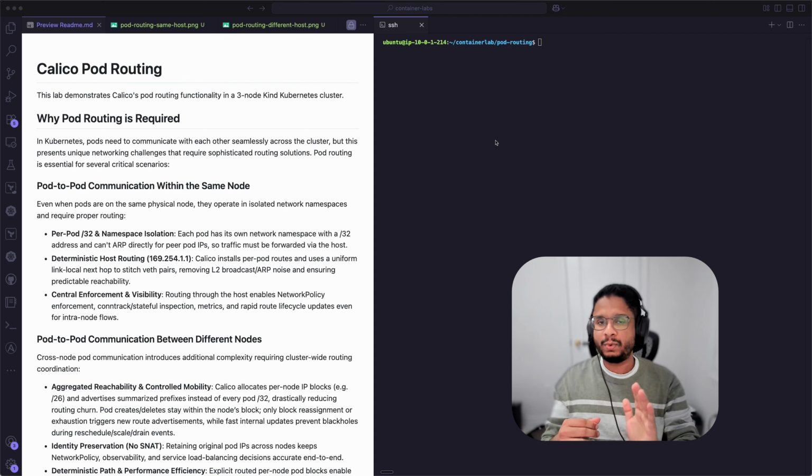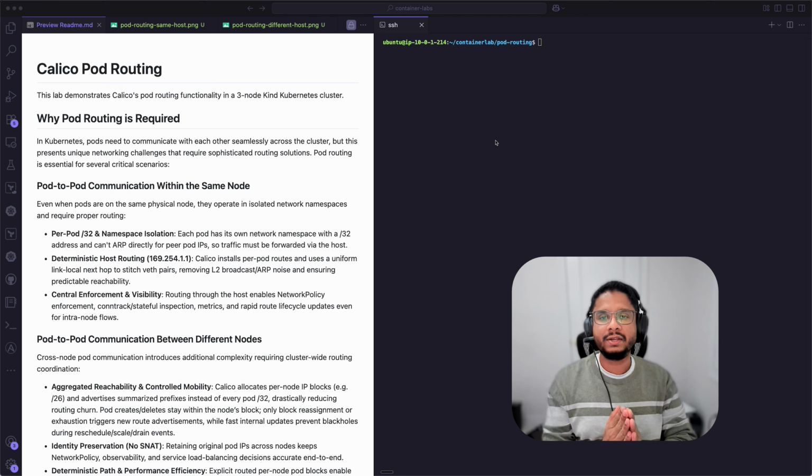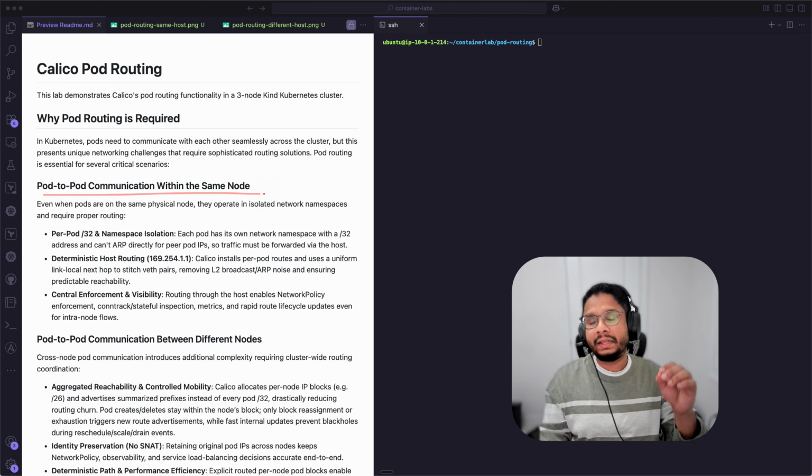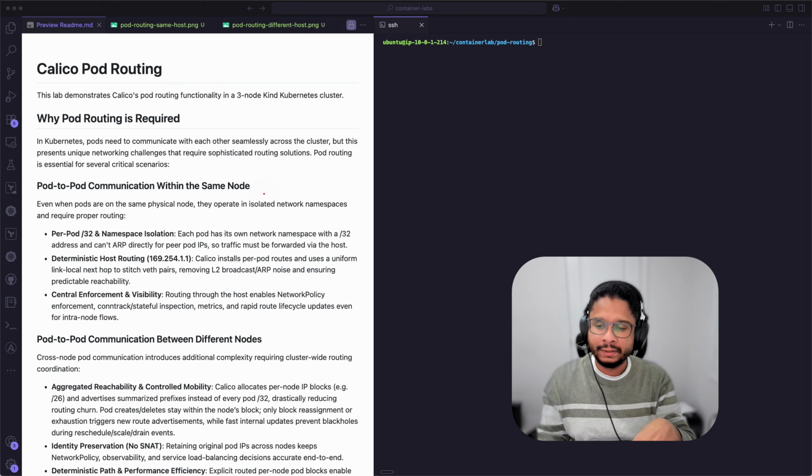Now, in this lesson, we're going to specifically look at pod-to-pod communication in a Kubernetes cluster. And for that, we have two scenarios. The first scenario is pod-to-pod communication within the same node, as in pods scheduled in the same node. And the second scenario here is pod-to-pod communication between pods in different nodes. Okay? So let's get into it.